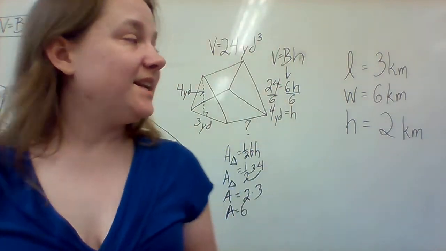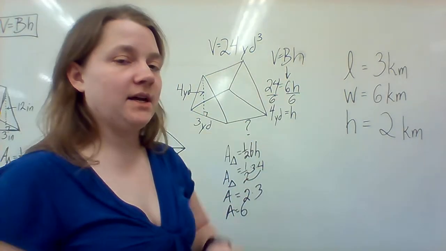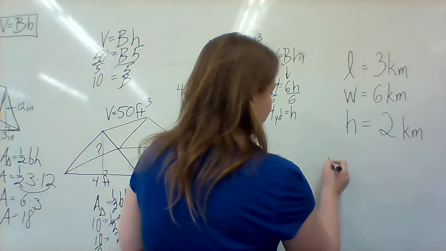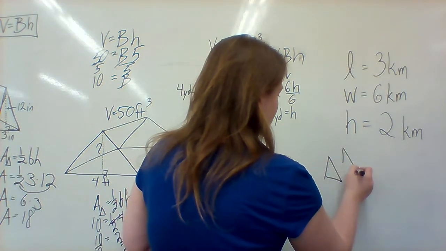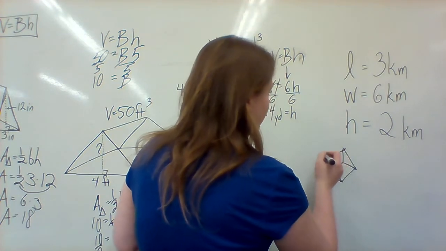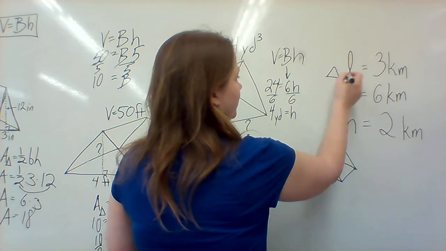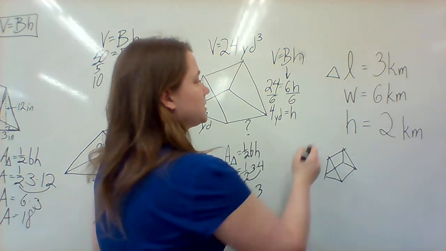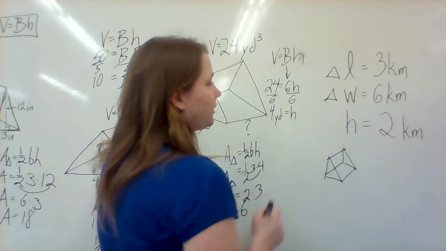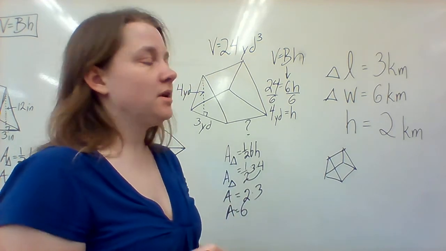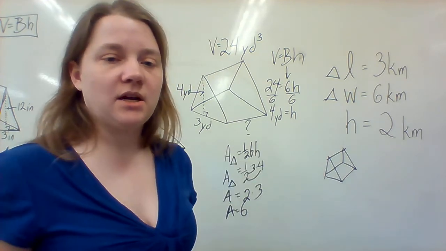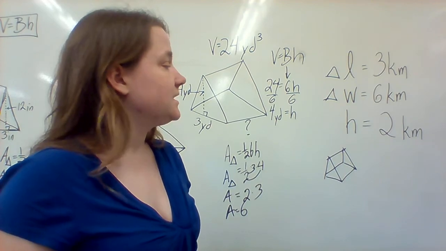For your homework tonight, you are going to find the area of a triangular prism where the triangle length is 3 kilometers, the triangle width is 6 kilometers, and the height of the entire prism is 2 kilometers.